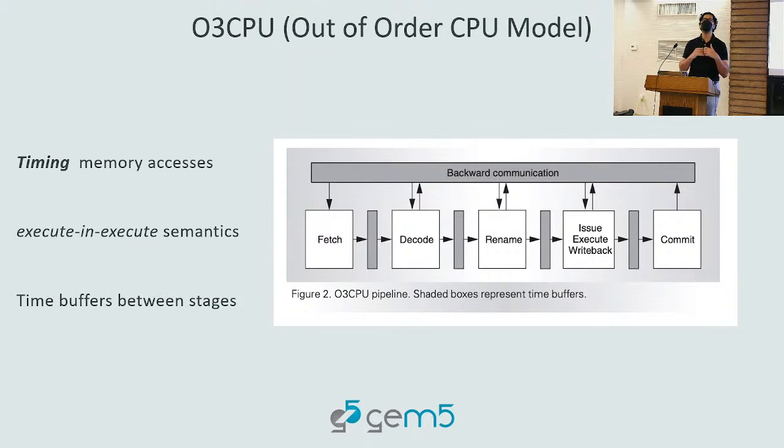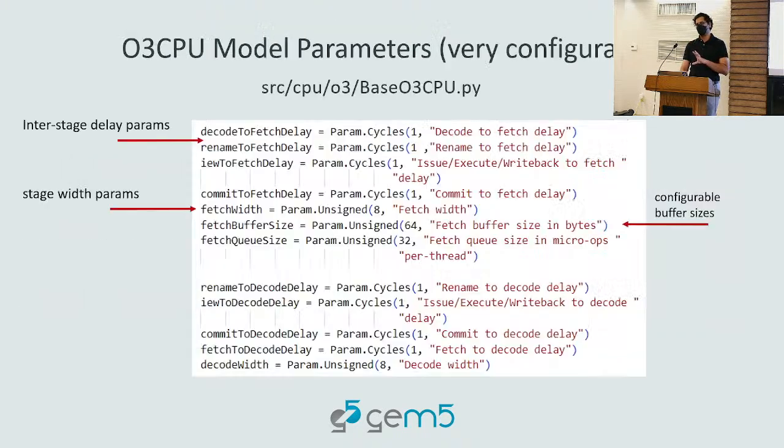But it is very, very configurable. It allows you to model different kinds of delays between the stages, and there are a lot of other parameters which you can configure. Any questions on just the basic idea of out-of-order CPU modeling in gem5? No? OK.